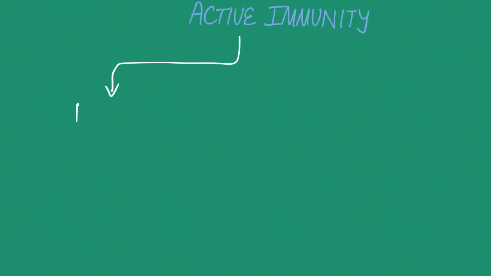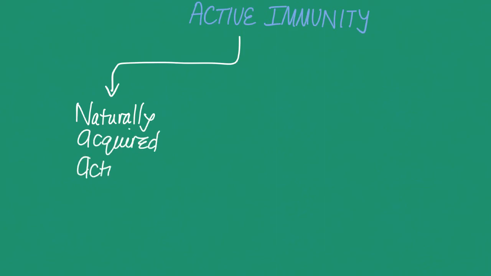Let's take a closer look at active immunity. Remember, with active immunity, you are receiving antigens. So we have two ways to acquire active immunity. It could be naturally acquired active immunity or artificially acquired active immunity. With naturally acquired active immunity, you were exposed to the pathogen in a very natural way. You got it from someone, or you maybe even got sick from the pathogen.